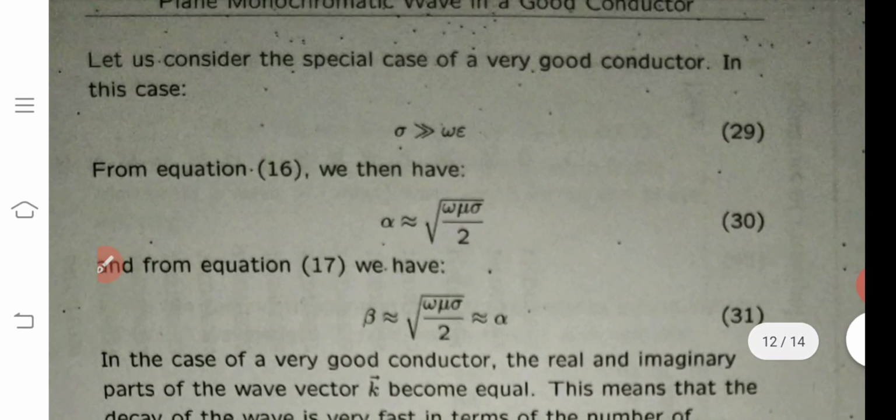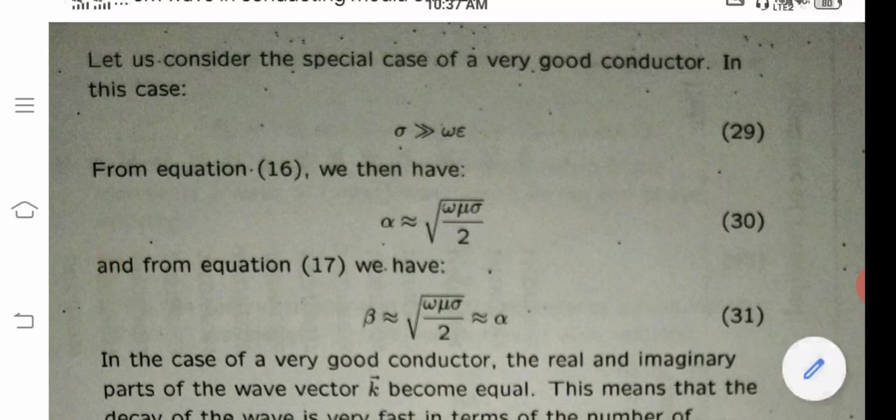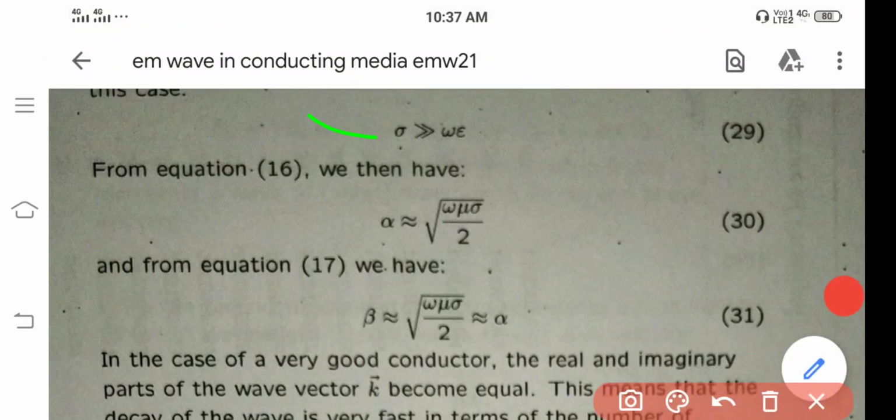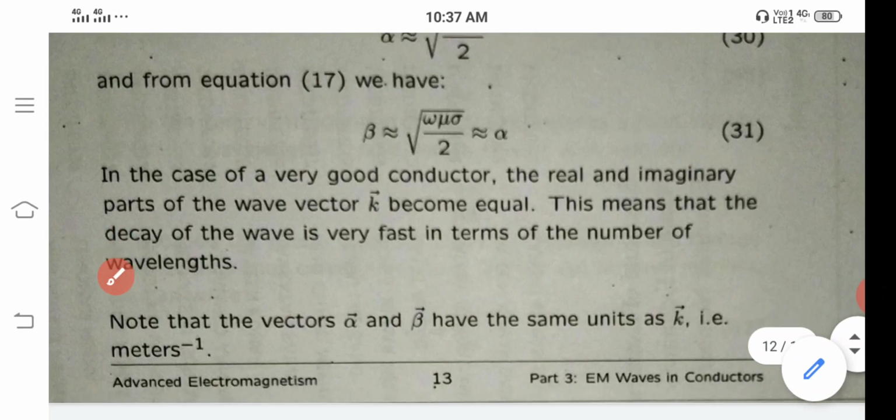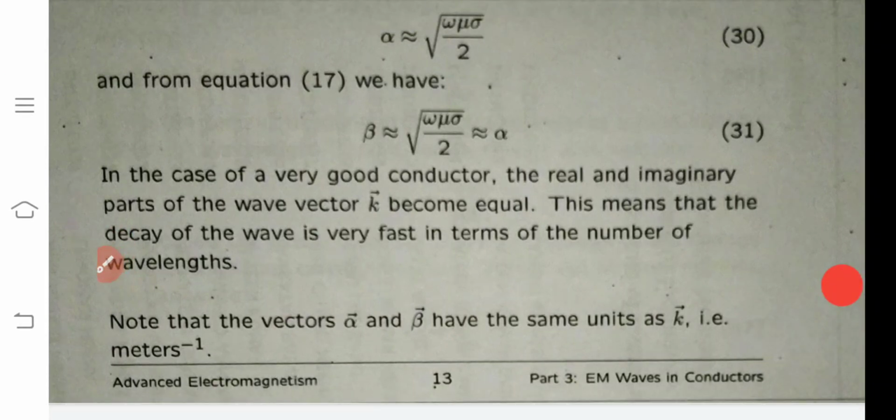Let's consider the special case of a very good conductor. Sigma is greater than omega epsilon, and alpha equals root of omega mu sigma upon 2, and beta is equal to alpha, which is root of omega mu sigma upon 2. In the case of a very good conductor, the real and imaginary parts of the wave vector k become equal. This means that the decay of the wave is very fast in terms of wavelength.